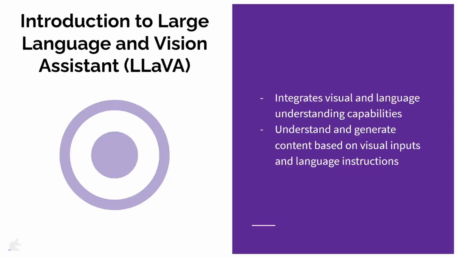LLaVA, which stands for Large Language and Vision Assistant, is a groundbreaking multimodal model that integrates visual and language understanding capabilities. Developed as an open-source project, LLaVA represents a significant advancement in artificial intelligence, particularly in bridging the gap between text-only models and those that can process both images and text simultaneously.